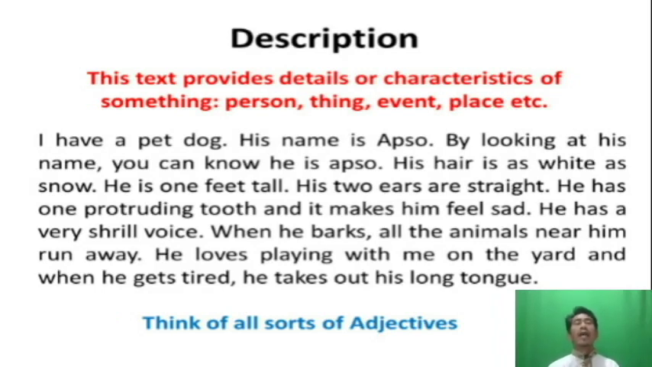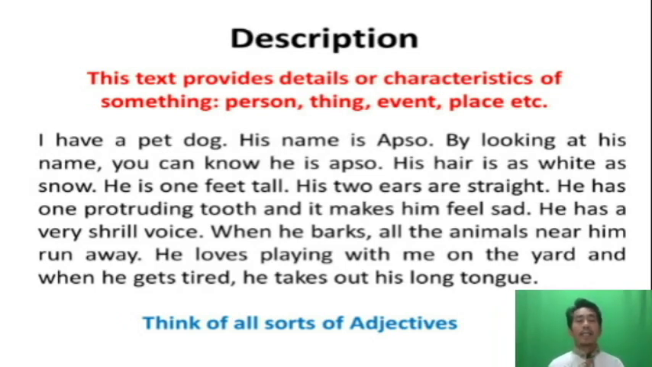Now this is an example of description. If you look at the internet, you will find more such examples. This is just a small one, but by looking at this example, you will get some idea. Here, this text provides the characteristics or describes a particular animal. So this is a description, and whenever you write a descriptive text, please make sure that you use different kinds of adjectives.